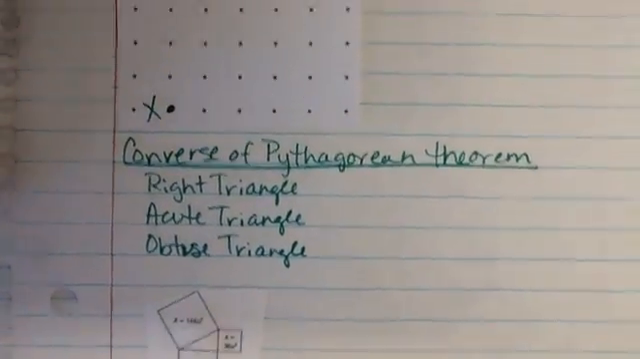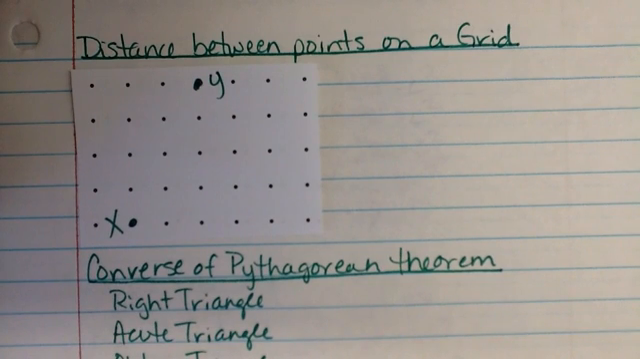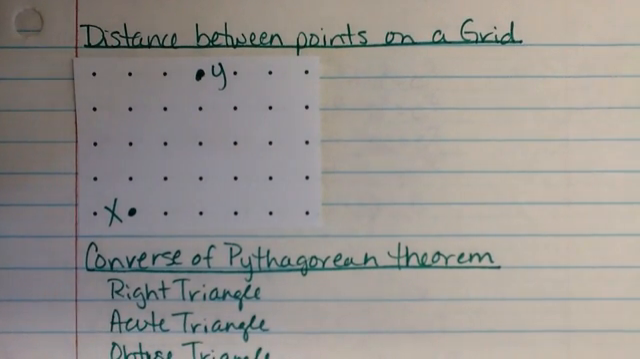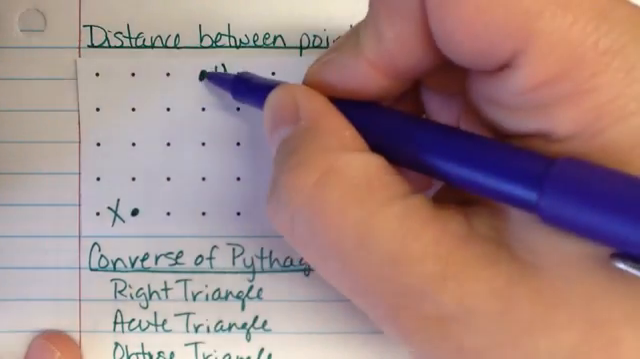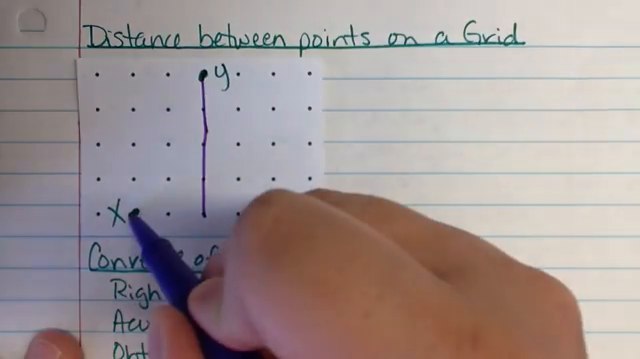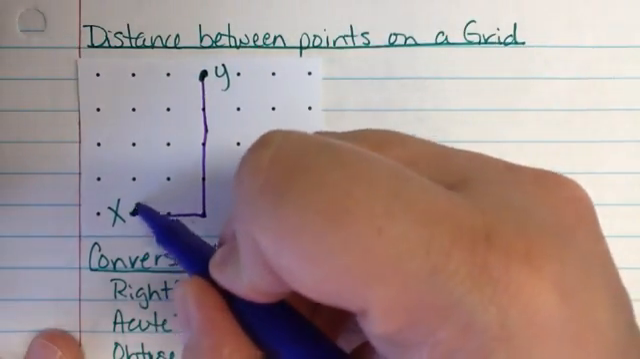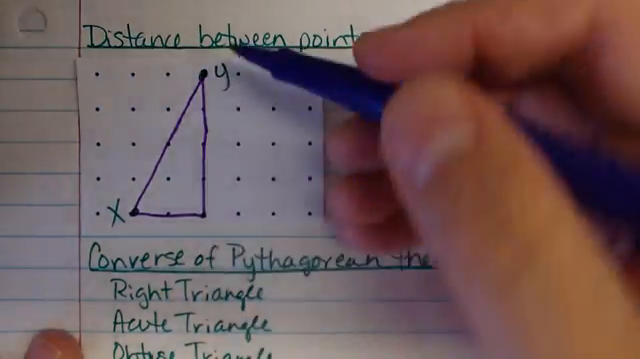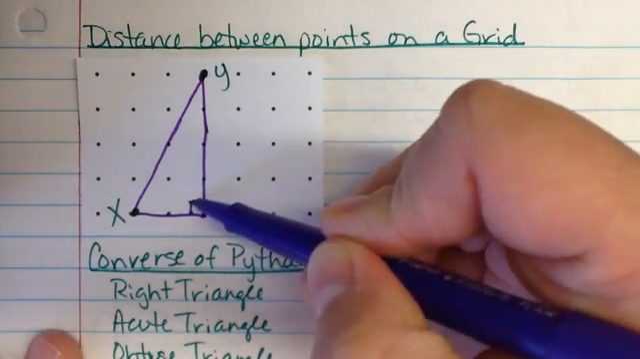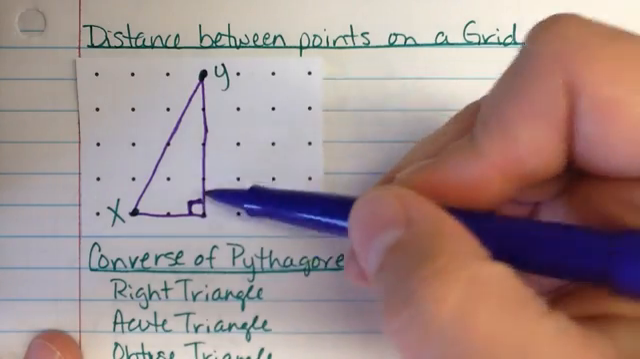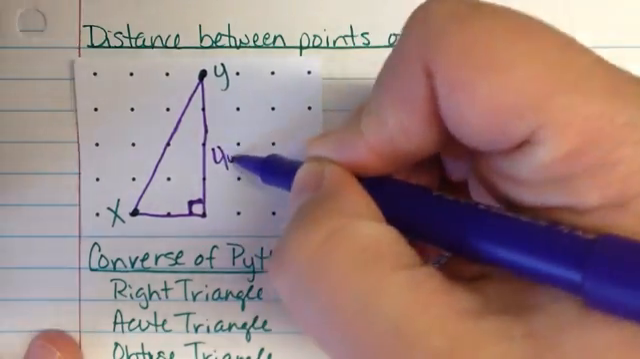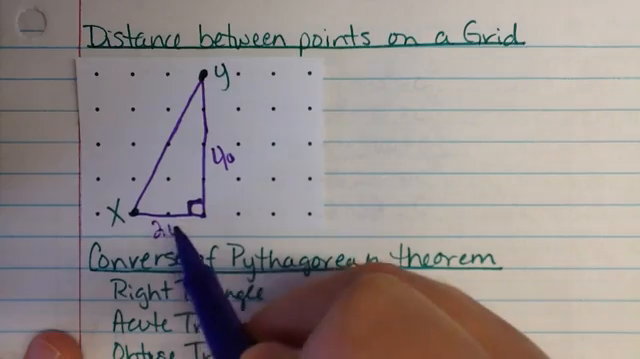Now we're going to look at finding the distance between points on a grid. I have 2 points labeled X and Y. The best way to do this is to turn them into a triangle. So you draw straight down and to the right, and then you connect your dots. We have a right angle here. This is a right triangle. The long leg is 1, 2, 3, 4 units, and the short leg is 2 units.